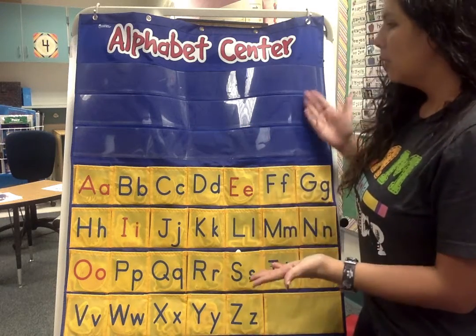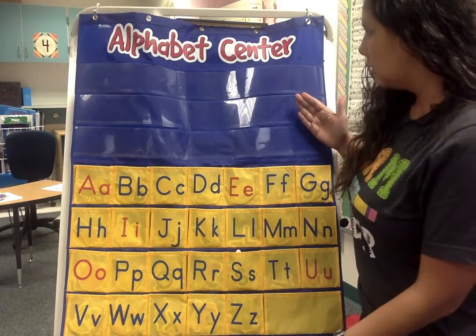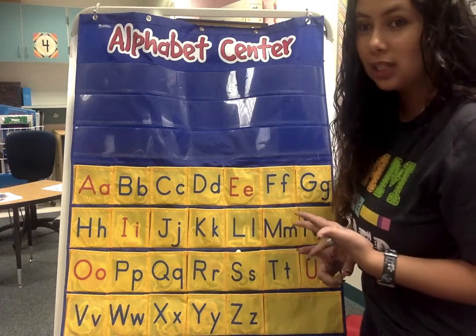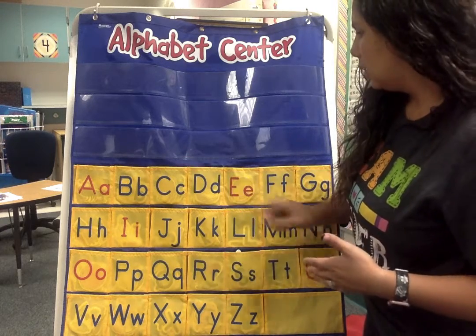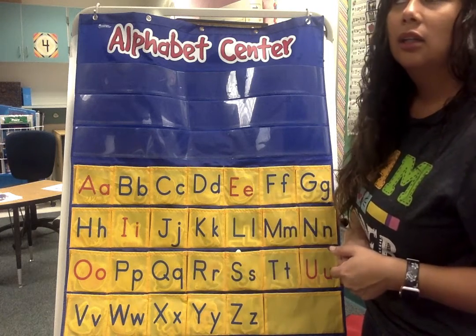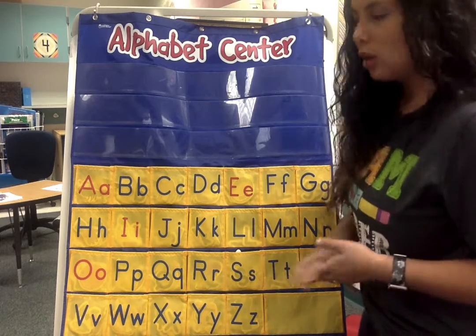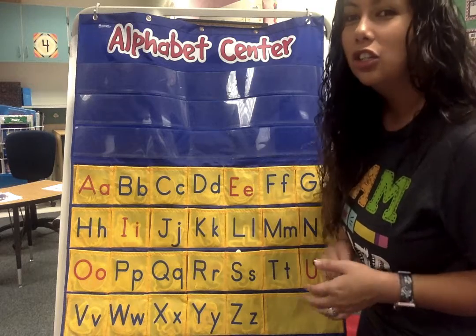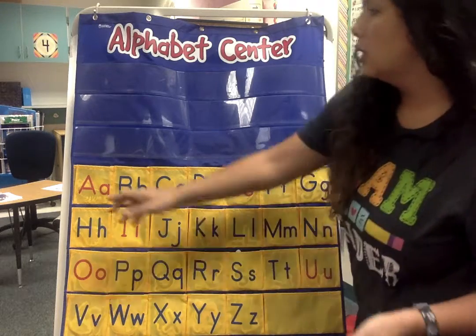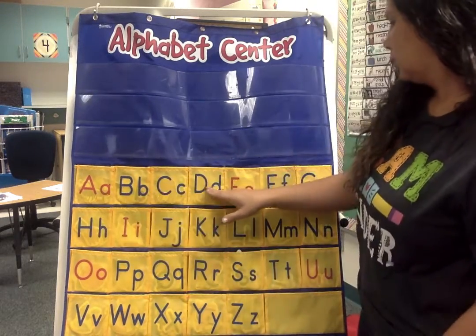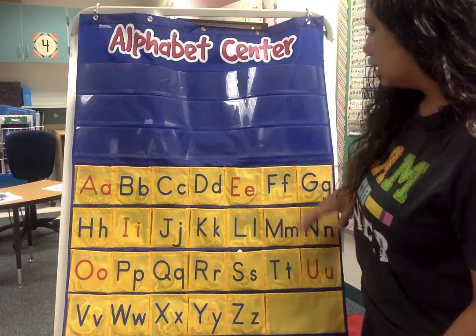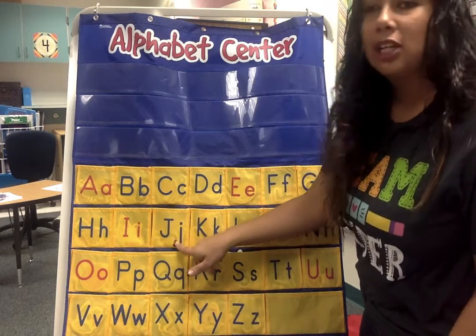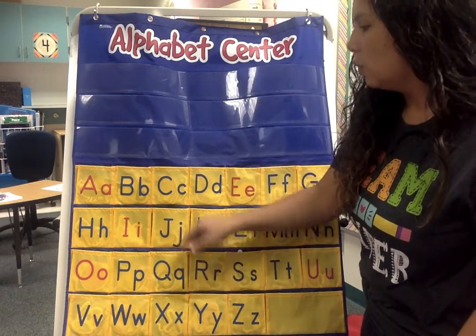Okay, so remember, we have our alphabet center. It has all of our 26 letters, capital and lowercase letters. Then we have our red ones that are our vowels, our blue ones that are our consonants. And we are looking for the letter J. So let's start at the top and go across and look. Okay, look through this row. I don't see the J. Let's go to the next one. There's my J. Capital J, lowercase j.